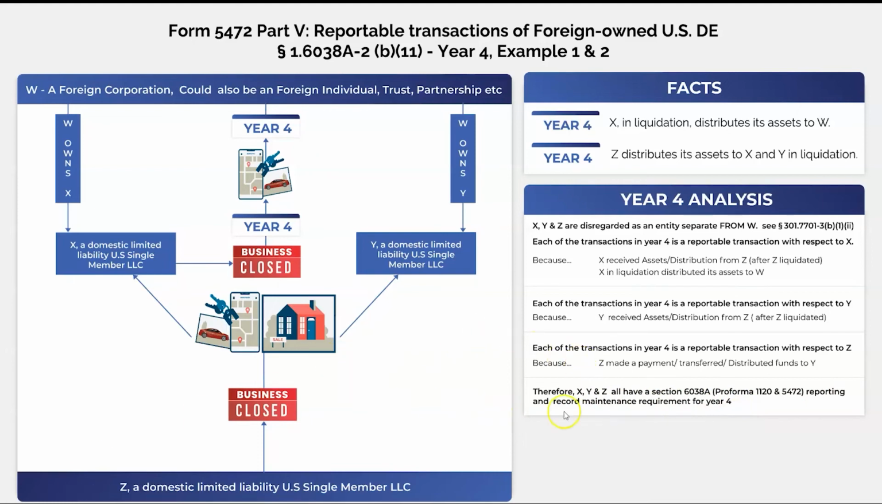So when we say record maintenance, it means that all these transactions that these entities are going to be reporting on 5472, they need to have some kind of internal documentation. Internally, they need to have a record to show that these transactions actually took place, because the IRS may come back in the future to ask more questions about the transactions you reported and whether you have any documentation to back it. So the record maintenance is also very important. I know we talk a lot about filing, but you also need to be aware that there's a record maintenance requirement, which also comes with a penalty if you fail to do so.